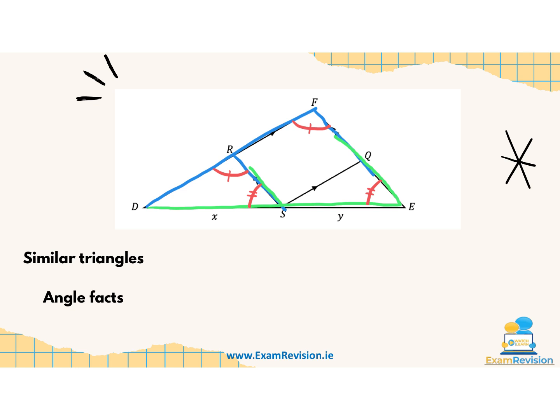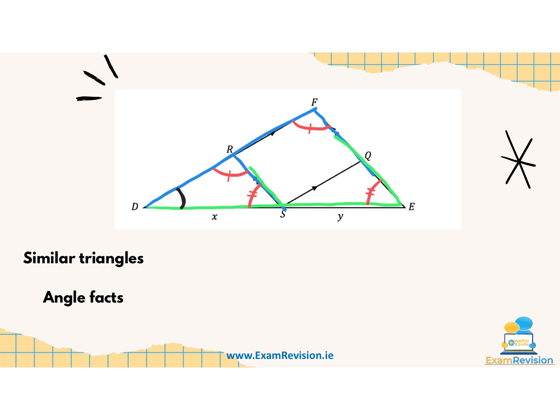So the smaller triangle being DRS and the bigger triangle being DFE. And that is this angle in here. This angle is common to both of them. So therefore what we can do is we can say that these are similar triangles. When triangles are similar, their sides are in proportion.